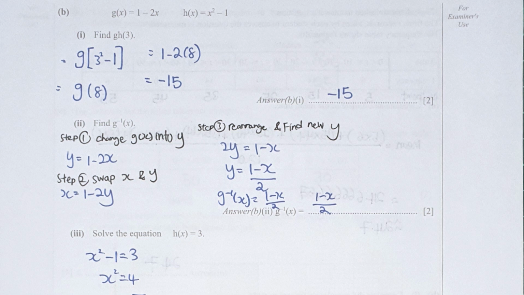For you to find g inverse, always use the 3-step solution. Change g(x) into y, swap x and y with each other. Then step 3, rearrange to identify your new y. So the new y here is (1 minus x) over 2, and this (1 minus x) over 2 will be your g inverse.